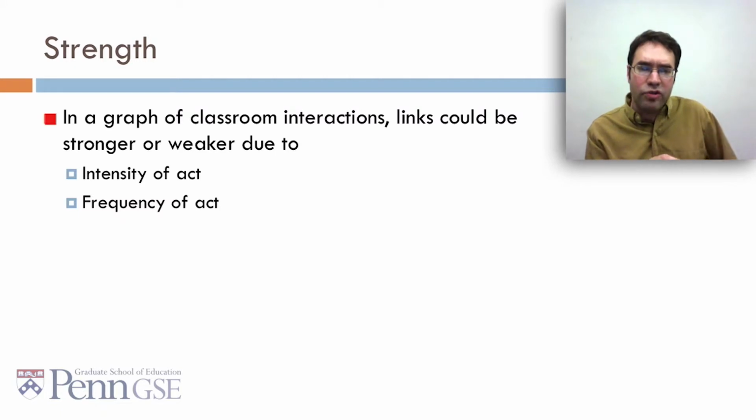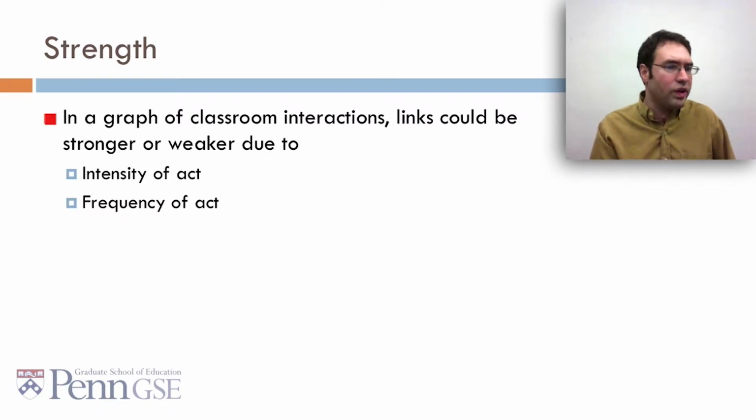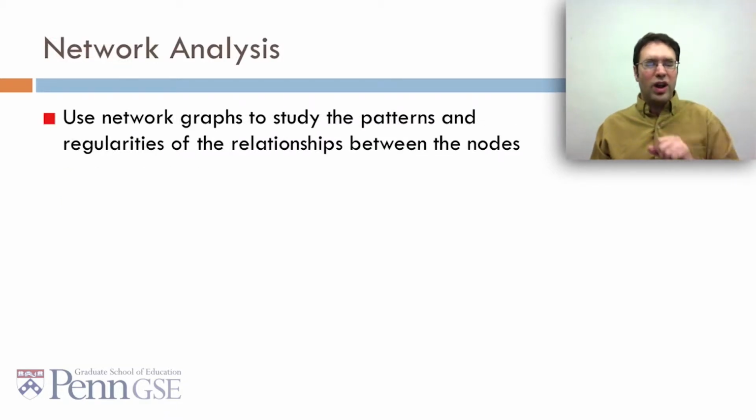Also, in a graph of classroom interactions, links could be stronger or weaker due to 2 things. The intensity of the act: is the student just saying, I don't think you did very well, or are they saying, you're a loser? And the frequency of the act. Does a student insult another student once, or do they do it every single day, which might even get into bullying?